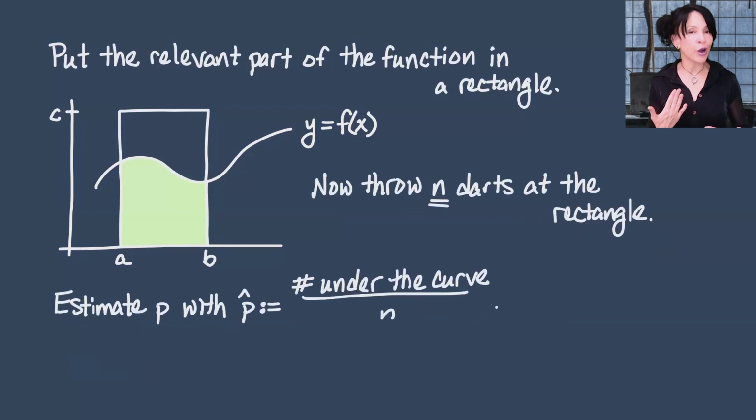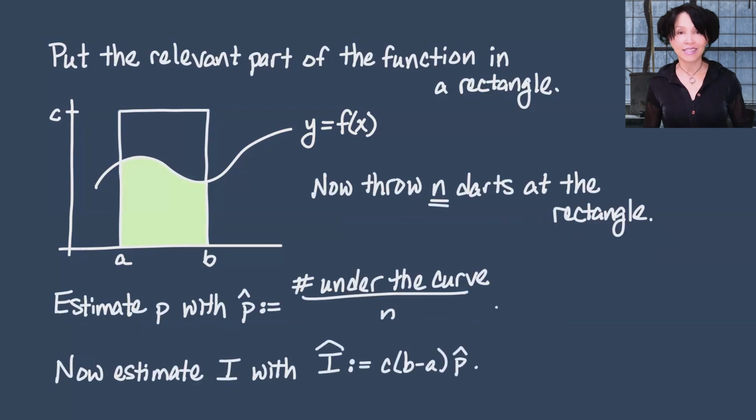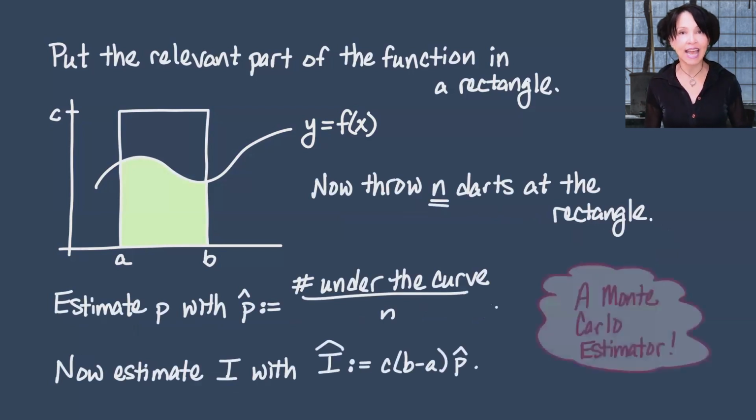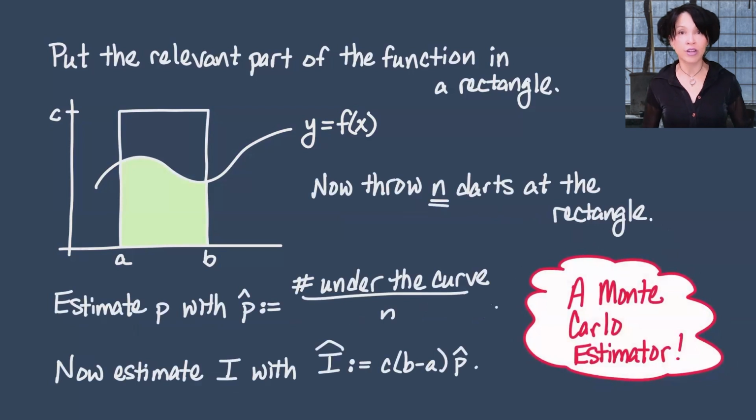And now we can use our relationship between p and I to come up with an estimator for I that I'm going to call I hat, which is going to be p hat times the area of the rectangle, c times b minus a. This is a Monte Carlo estimator for the integral I, and it's our first example of a Monte Carlo method. I'm not saying you want to use Monte Carlo integration in a problem like this. Presumably we cannot do this integral analytically, but we can use numerical approximation, numerical quadrature, quite easily.